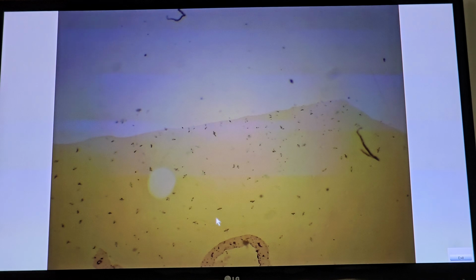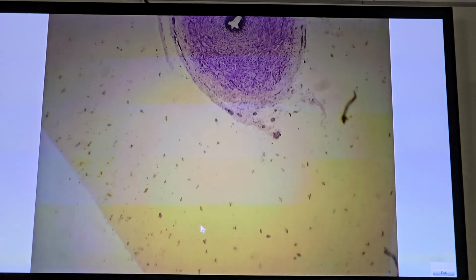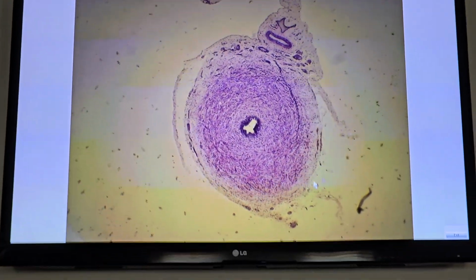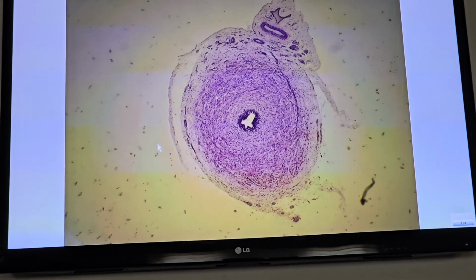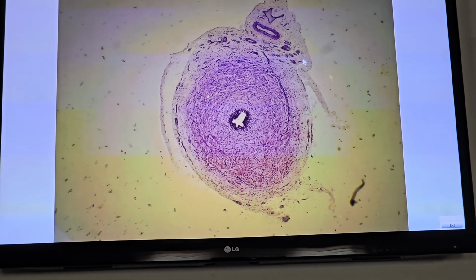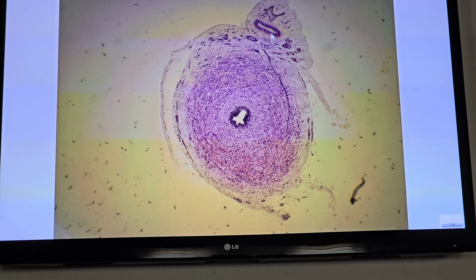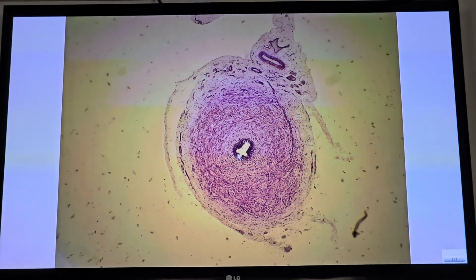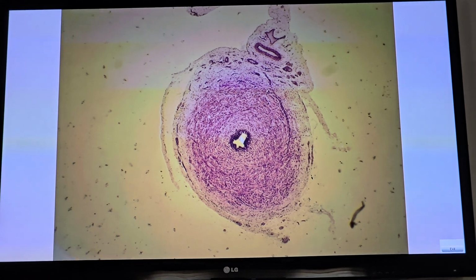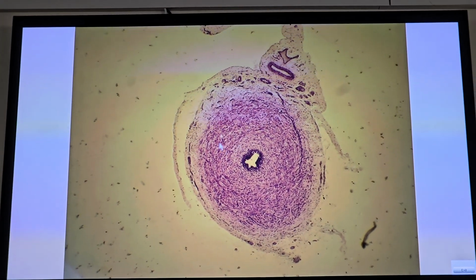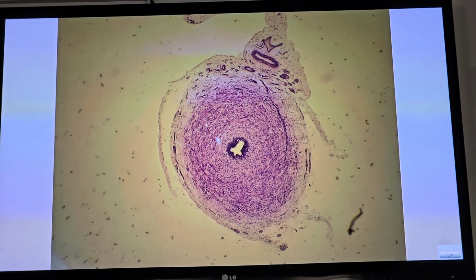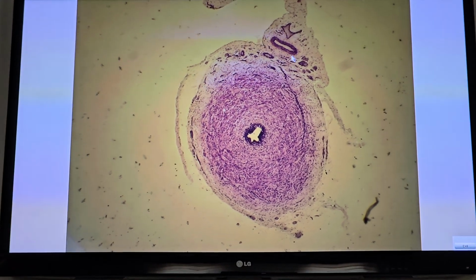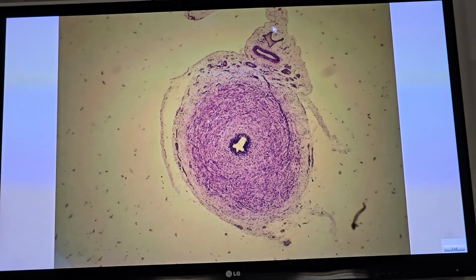Second part of the female reproductive system, cross section in the uterine tube or the oviduct. This is a cross section. Uterine tube or the oviduct has folded mucosa, thick muscular layer, serosal continuous with the ligament and mesentery.